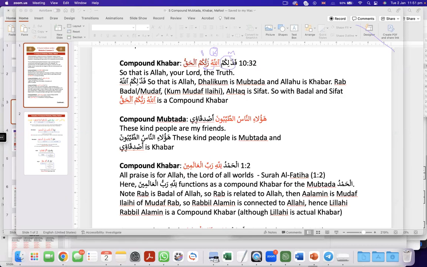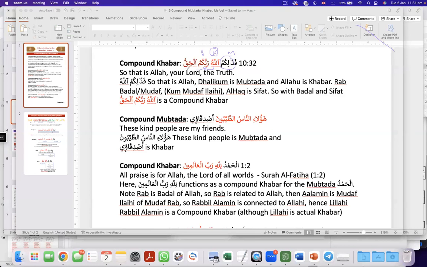So Rab is badal of Allah, because Allah is badal minhu, mubdal minhu, you know that. Yeah. And then Rab, we looked at, then kum is mudaf ilayhi of Rab. You know the meaning. So this is mudaf ilayhi, then there is another connection here. So far, these are all connected. It changed. We can see that. So if this is khabar, this is also part of the khabar. That's the point here, everyone.